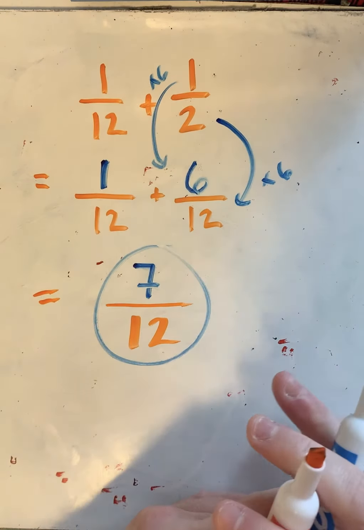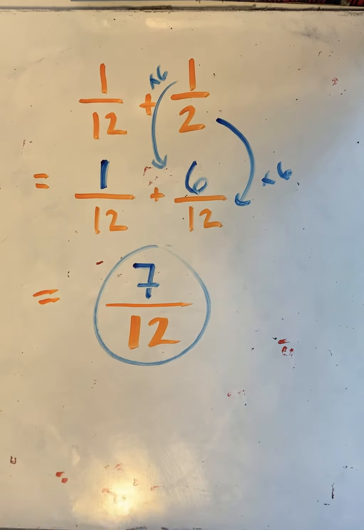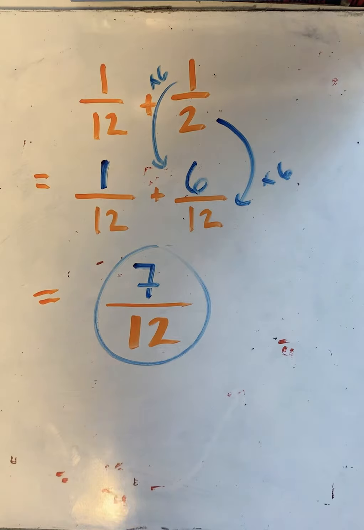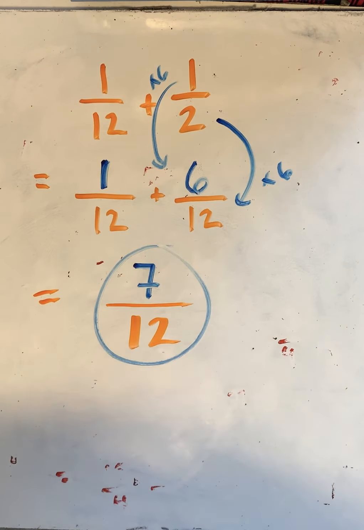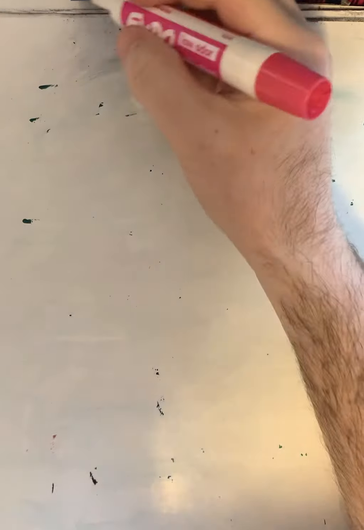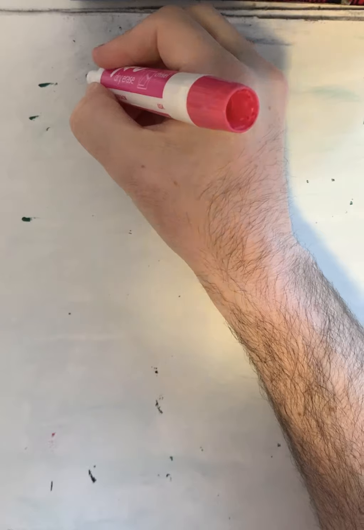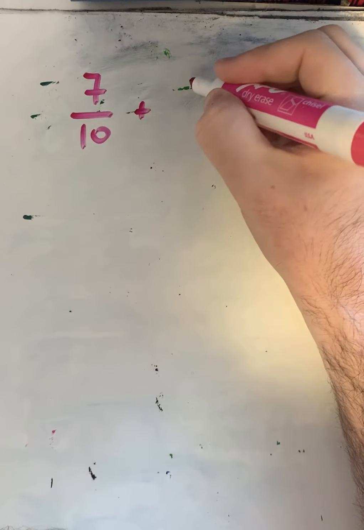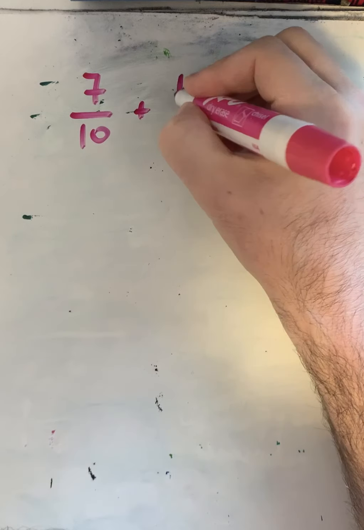Let's do one more together, and just so we can feel good about it, we're going to talk through the process as we go. So let me just get a board ready. There we go. Let's do this one: 7/10, so a little bit of a larger number, plus we're going to do 1/6.